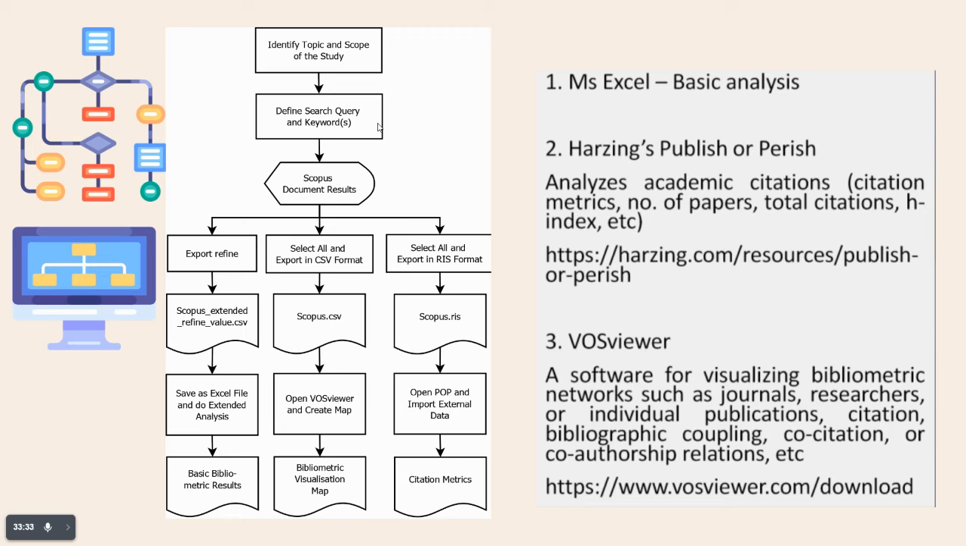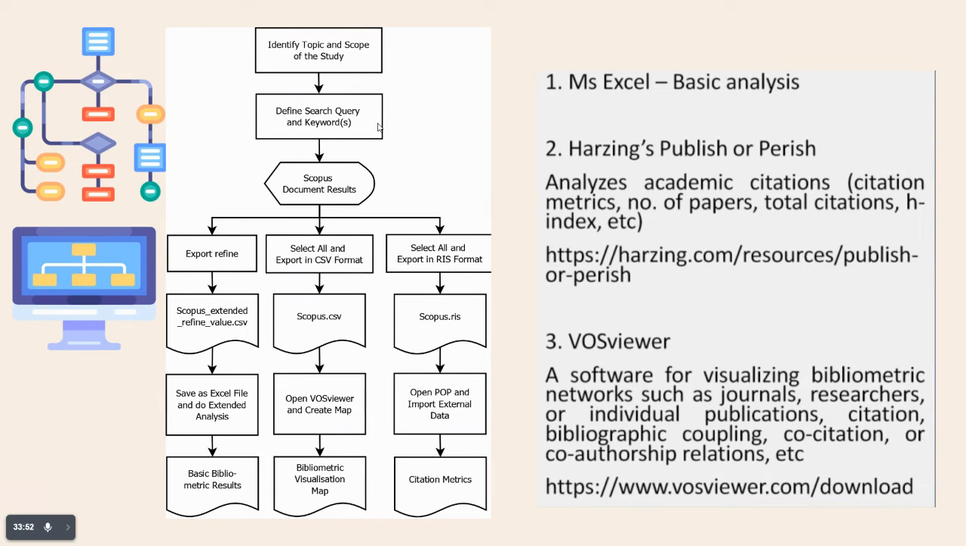Also, after doing this analysis, you will get the bibliometric visualization map. Then the third step is select all and export in RIS file. So you are doing the three steps. First, you export the refined results, then you will get the basic bibliometrics.